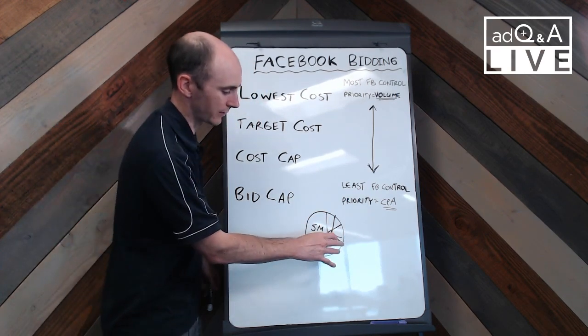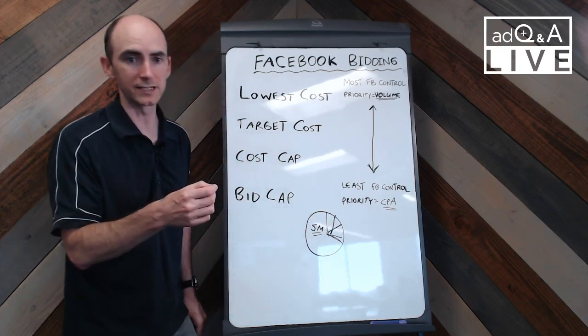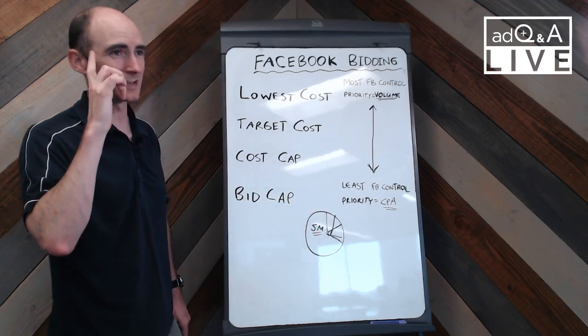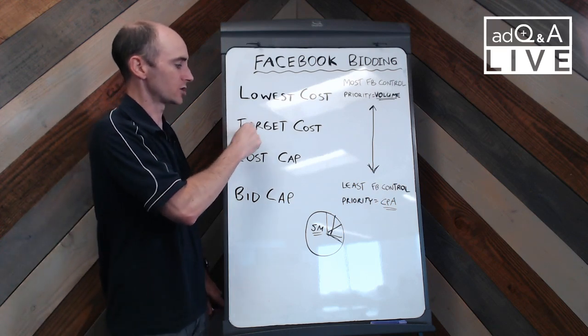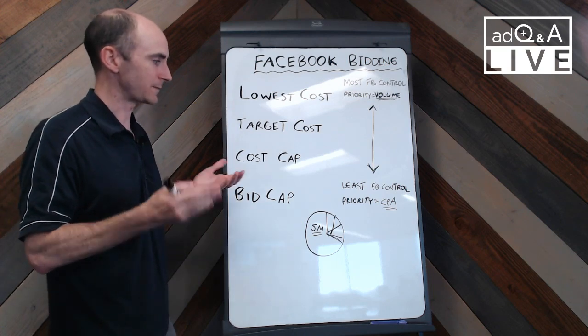Because there's certain people out here, let's say if you're going with a cost cap, that Facebook could probably get to convert if the ad was served to them. But Facebook is basically saying, okay, I can get them to convert, but I don't think I can actually get them to convert within your target cost or under your cost cap or under your bid cap, right? So that's basically the trade-off.